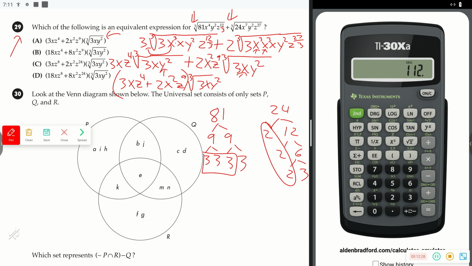And it looks like it matches answer A. So the answer to number 25, and the answer to number 29 is A. And we'll move on to number 30.